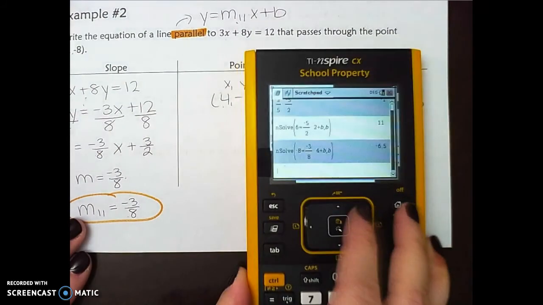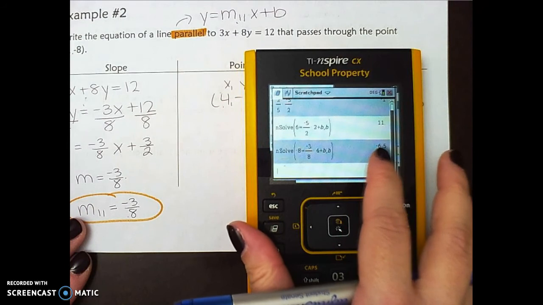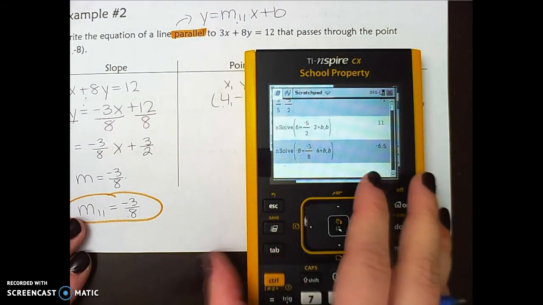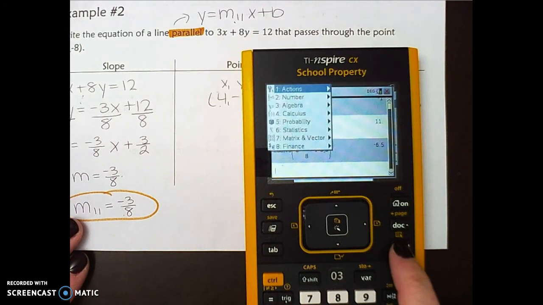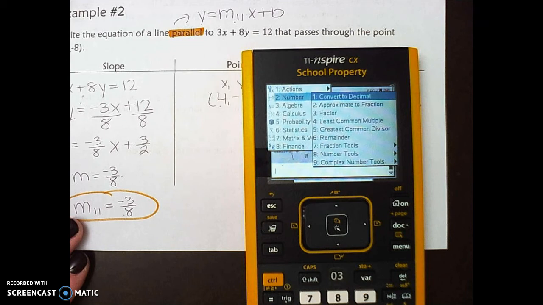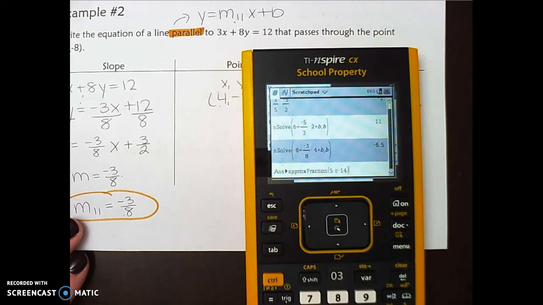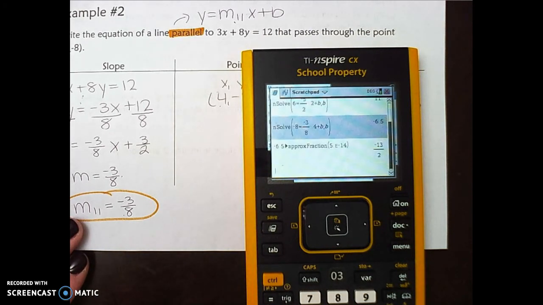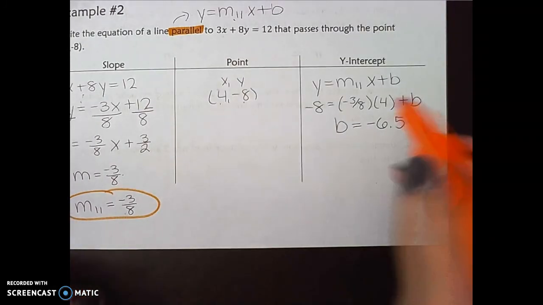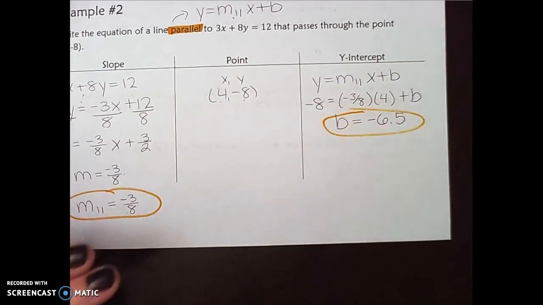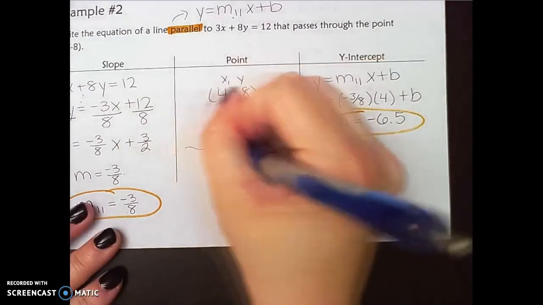This is a fraction that ends. If I were to get a repeating fraction here, I could go ahead and turn that into a fraction. To do that, I go to Menu, option number 2 for number, and then option number 2 for approximate to fraction. If I hit enter, I will get that the fraction is negative 13 over 2. In this case, I can use the decimal or the fraction. Okay. I'm going to circle that. That's the second piece of information that I need, and I'm ready to write my equation.